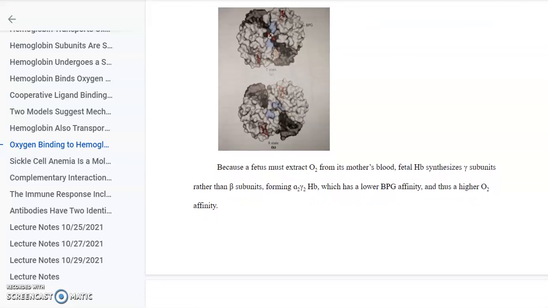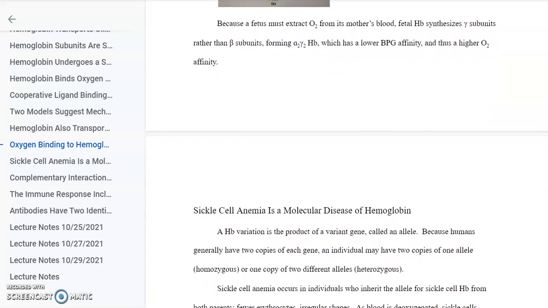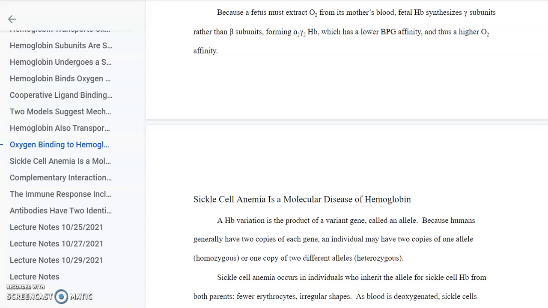Because a fetus must extract O2 from its mother's blood, fetal hemoglobin synthesizes gamma subunits rather than beta subunits, forming alpha-2 gamma-2 hemoglobin, which has a lower BPG affinity and thus a higher O2 affinity.